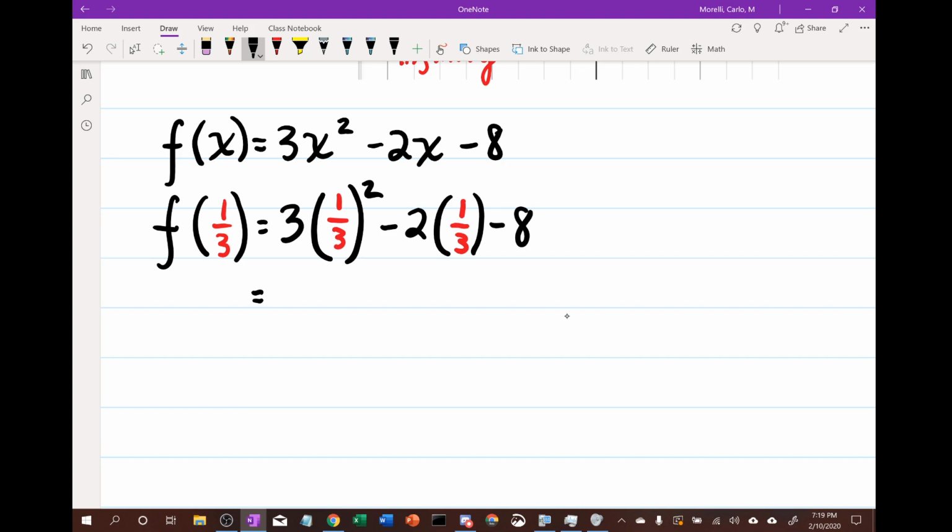So we still have that leading coefficient, that a value of 3. But we're now going to square a fraction. So be careful here. I'm going to write this out so you guys can see it. What that means is 1/3 times 1/3. And we all know that means 1/9. So squaring a fraction, you have to multiply the fraction by itself.